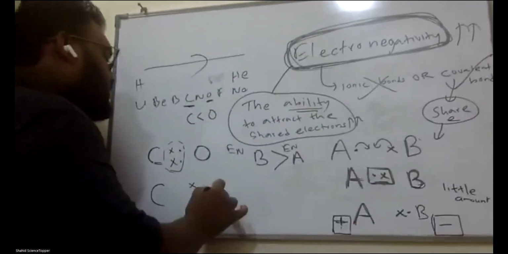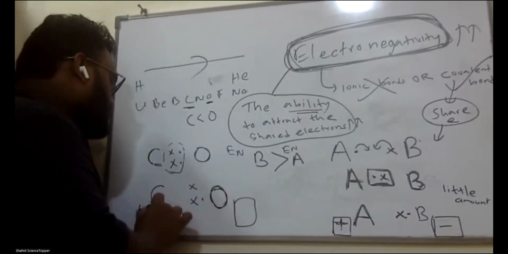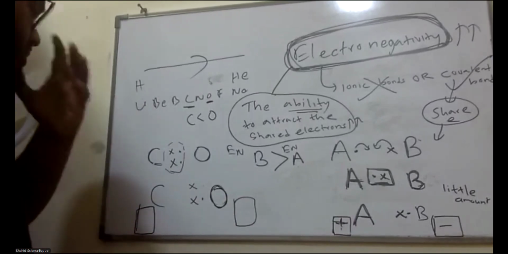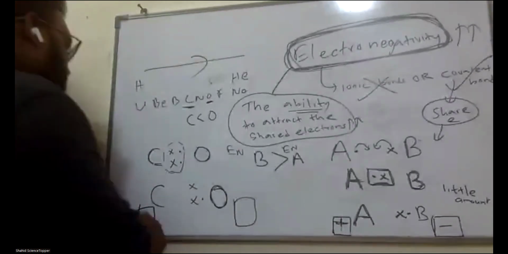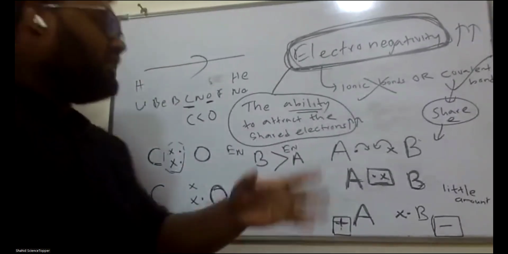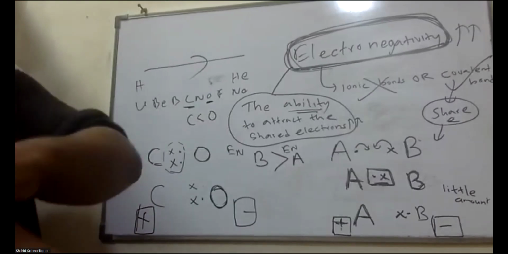Now tell me, for this one, what is the charge you are going to put here and what is the charge you are going to put here? For C, plus. And for O, minus. So what was the last note we have written in the notes?